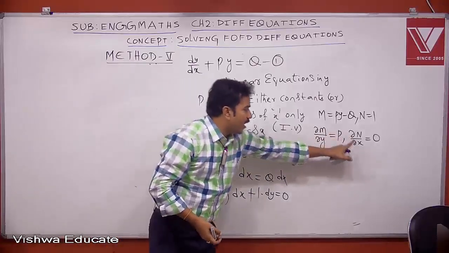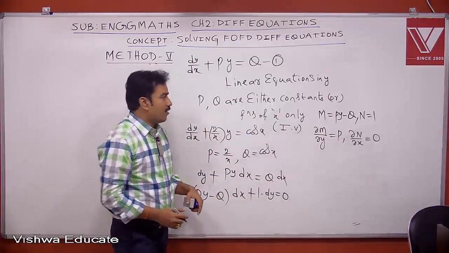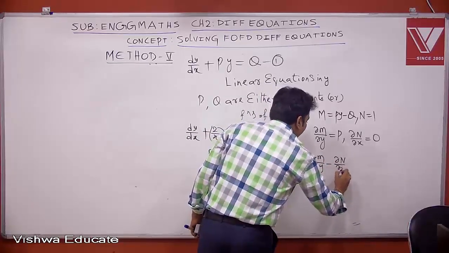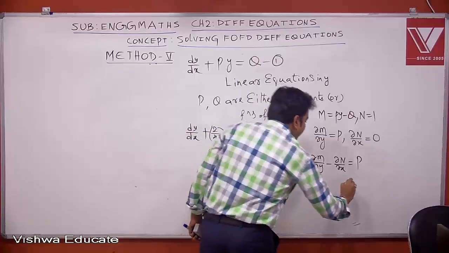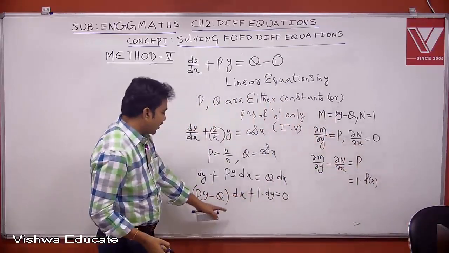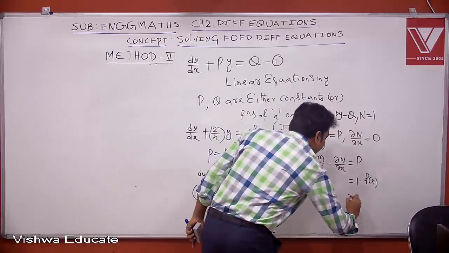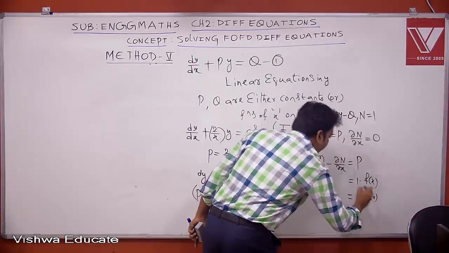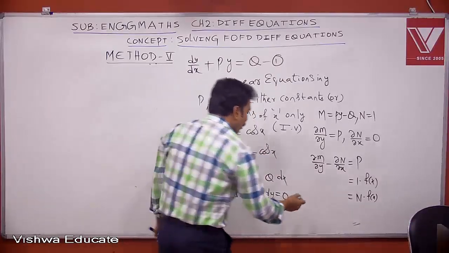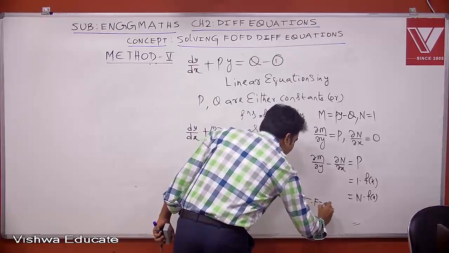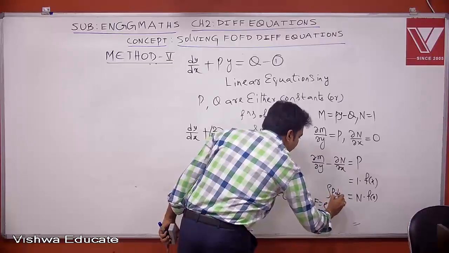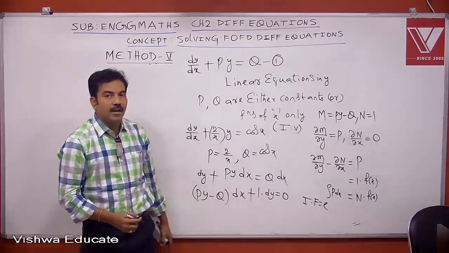Then therefore dou M by dou y and dou N by dou x both are different quantities. But when you find the difference of these two, dou M by dou y minus dou N by dou x, it is p. Now this is nothing but 1 into f of x. Here f of x is nothing but p, and that 1 is nothing but the N value. So it is in the form N into f of x. Therefore this belongs to case 3 of the non-exact model. So what is my integrating factor? Its integrating factor is e power integral f of x dx, but this f of x is nothing but p. Therefore my integrating factor is e power integral p dx.